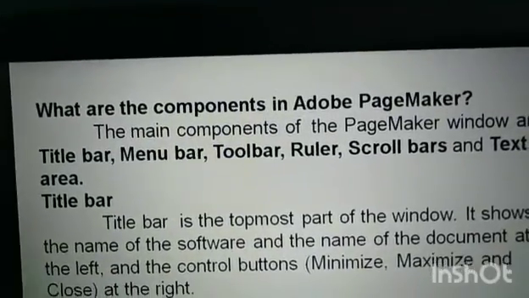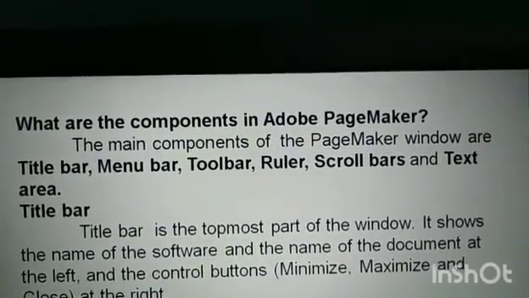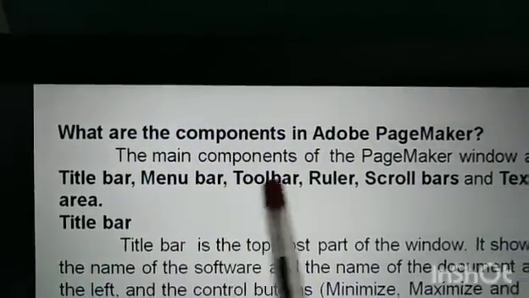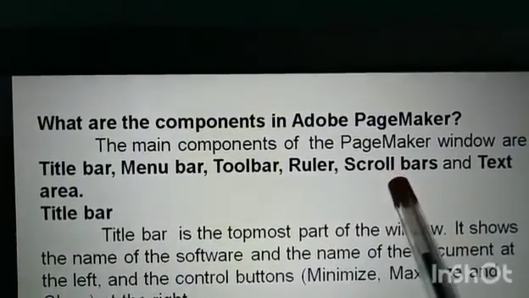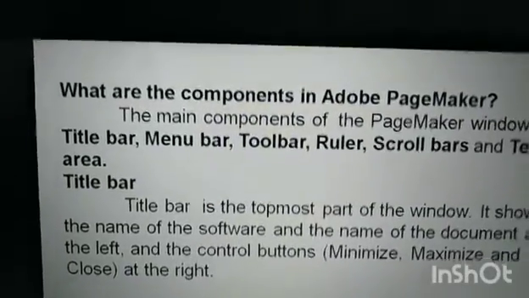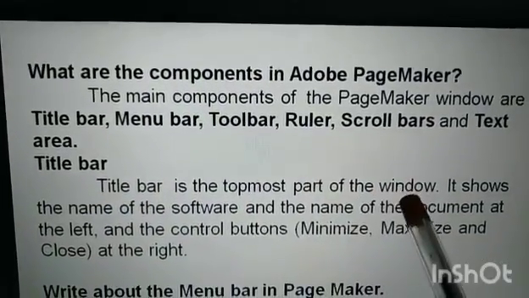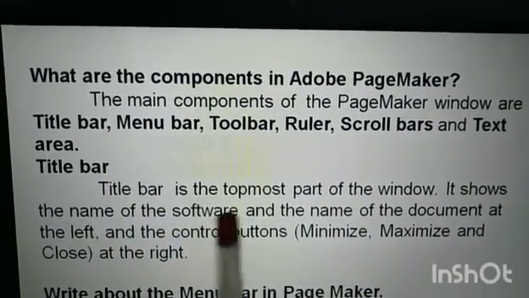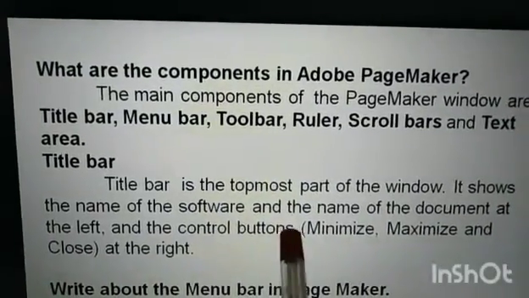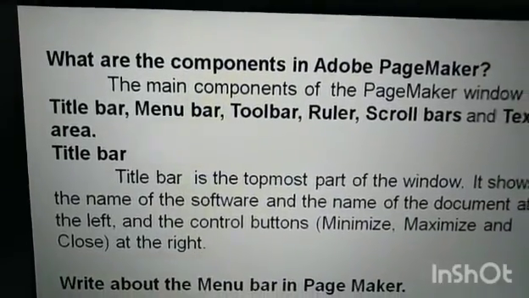What are the components in Adobe PageMaker? The main components of the PageMaker window are title bar, menu bar, toolbar, ruler, scroll bar and text area. So what are the uses of the given components? The title bar is the topmost part of the window. It shows the name of the software and the name of the document at the left, and the control buttons like minimize, maximize and close are at the right side.